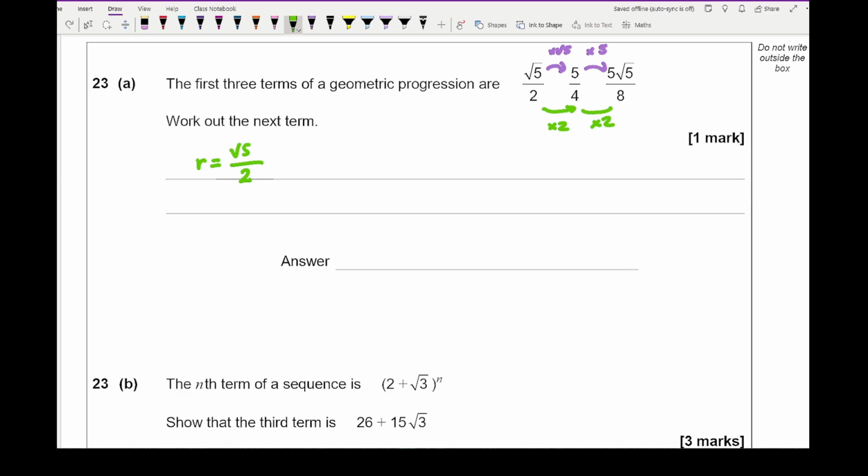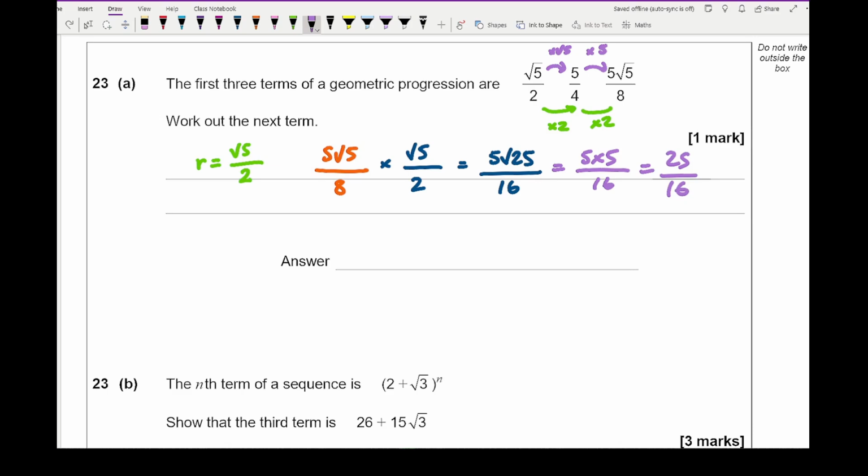Now to find the next term, what I then need to do is take the previous term, which is 5 root 5 over 8, and I need to multiply that by my R value, which is root 5 over 2. So root 5 times root 5 is going to give me 5 root 5, and 2 times 8 is 16. Root 25 is 5, so that's going to be 5 times 5 over 16, which gives me 25 over 16 as my final answer.